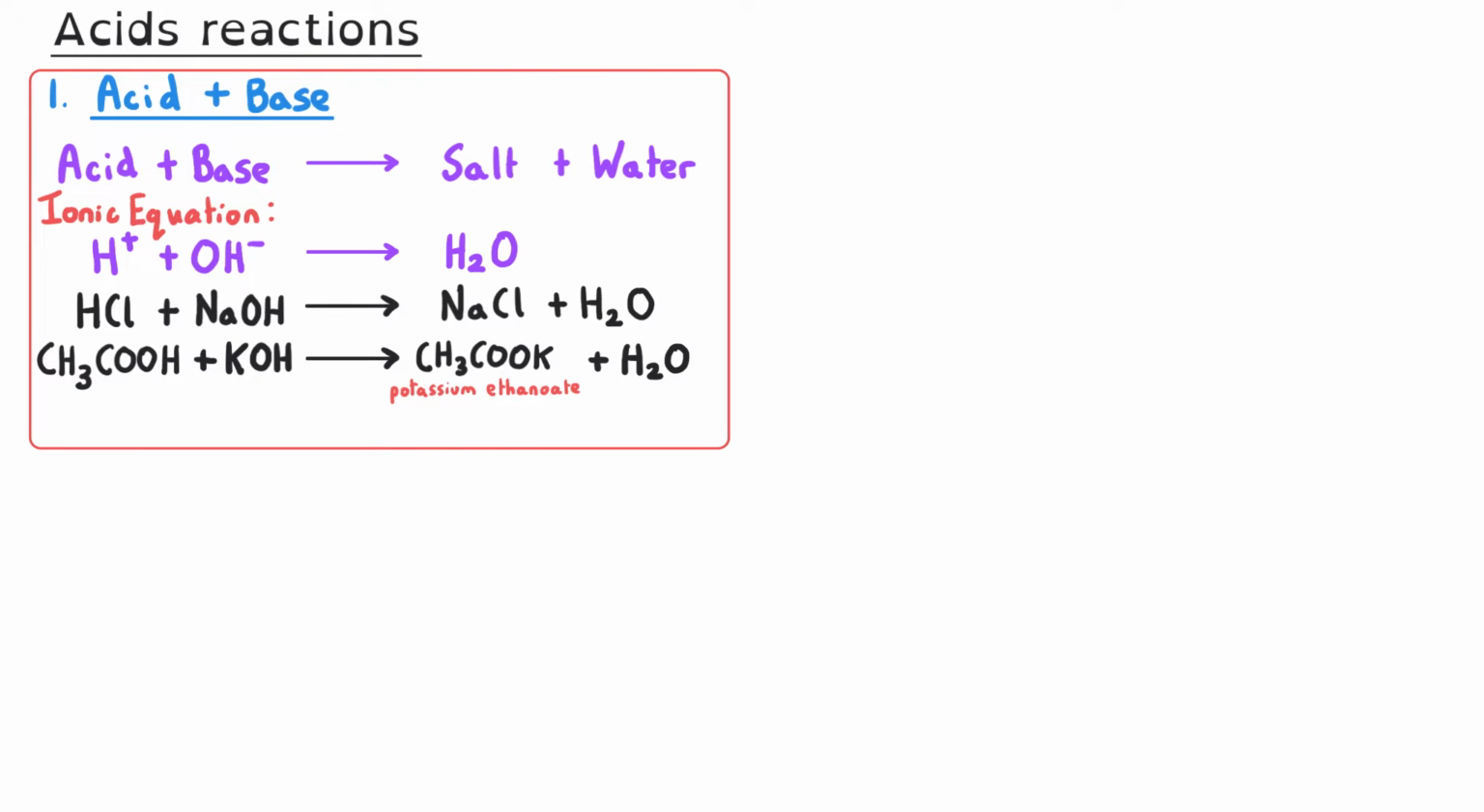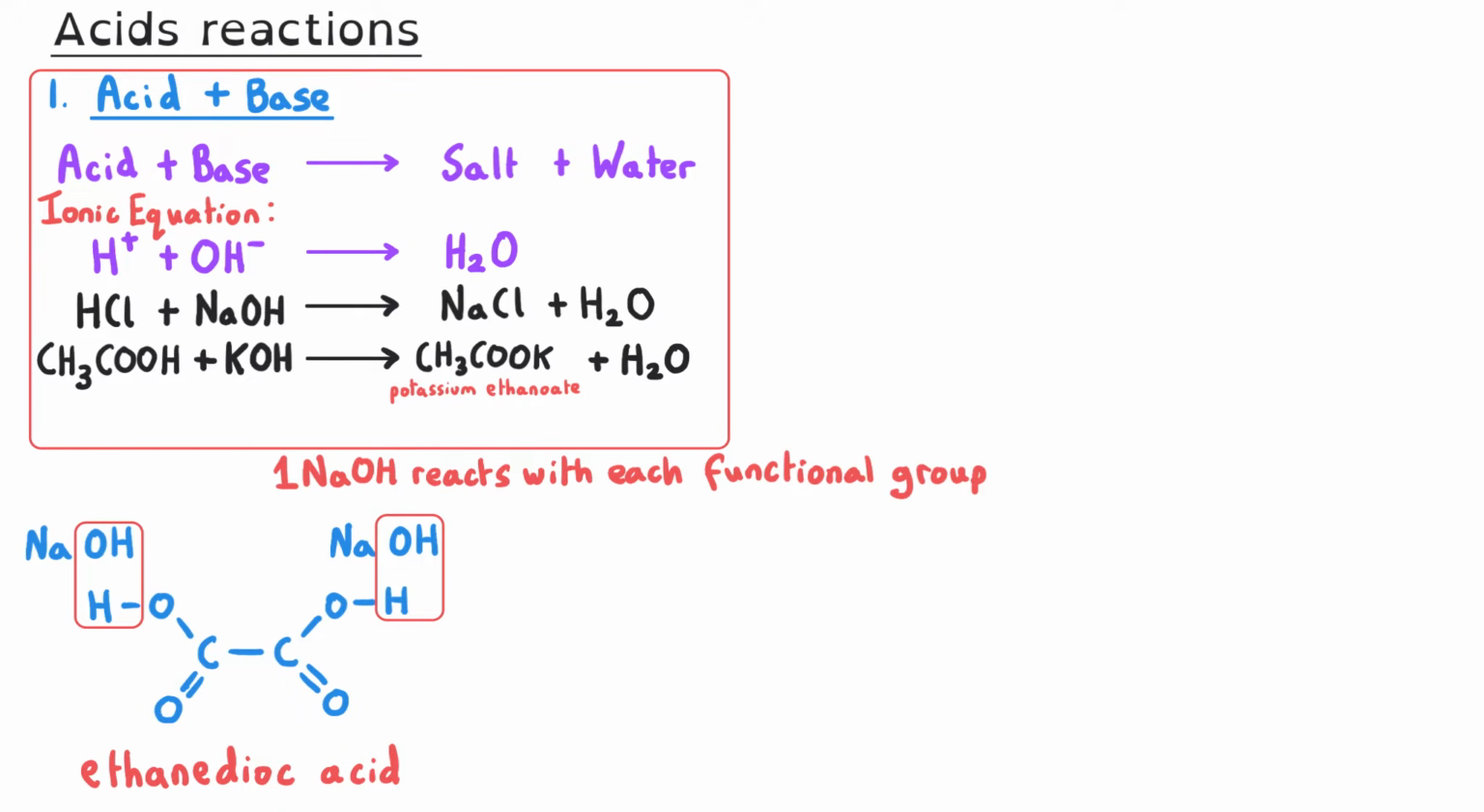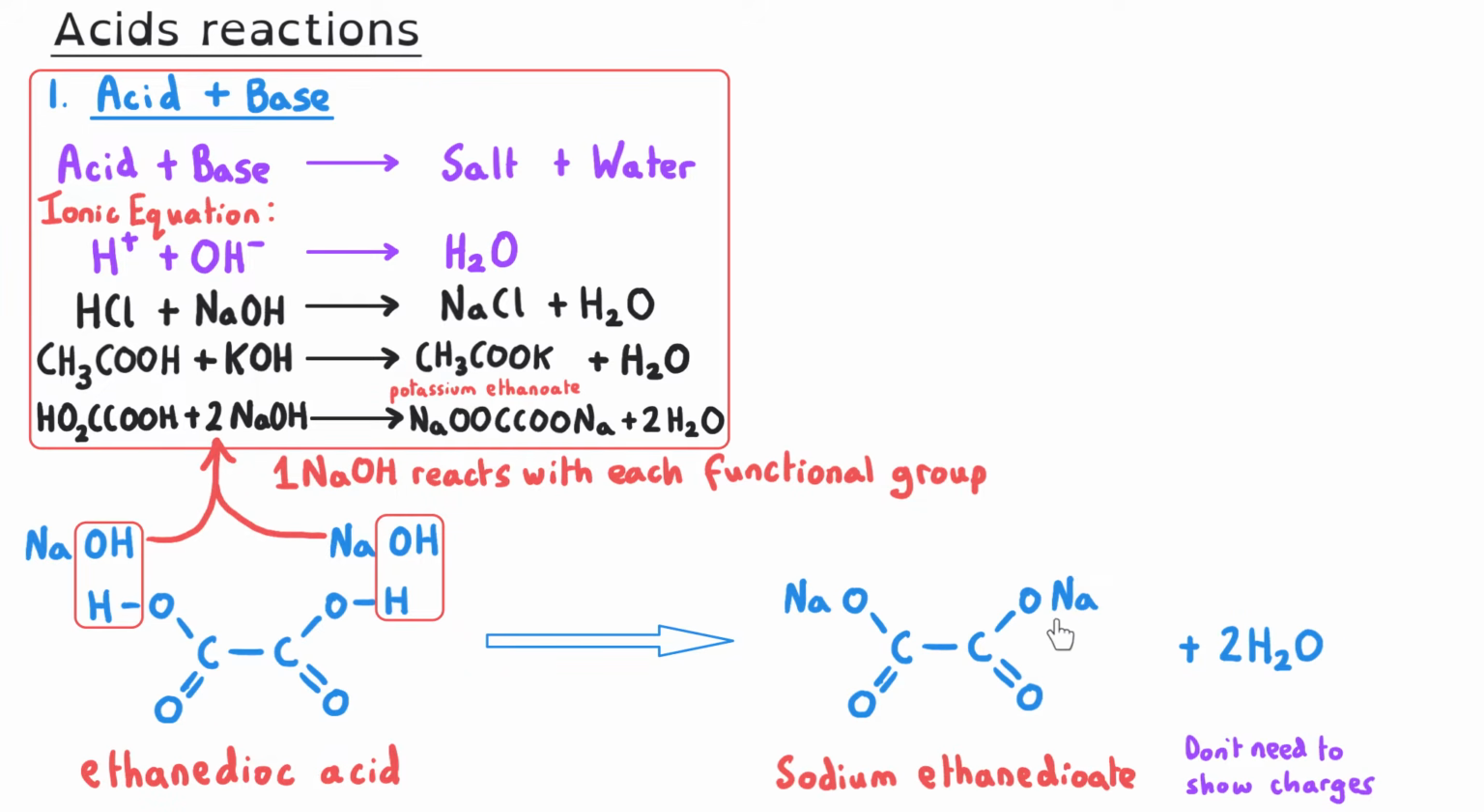Now, if the carboxylic acid had a functional group at two ends, such as ethanedioic acid, as an example, the sodium hydroxide it's reacting with would react with both of those functional groups. And this would affect the balancing of the reaction. So we'd need two sodium hydroxide, and we would put a sodium at each of those ends, and we'd end up making two water molecules as a result.